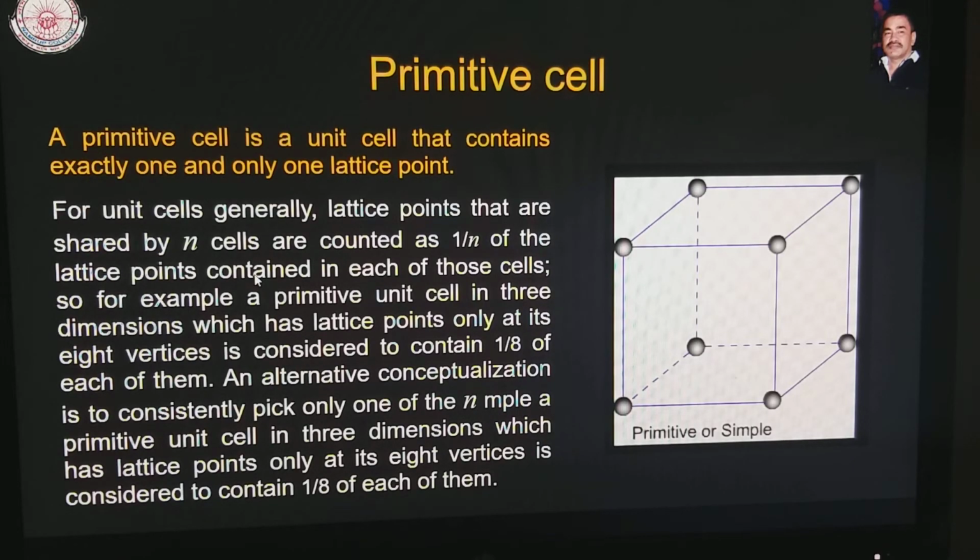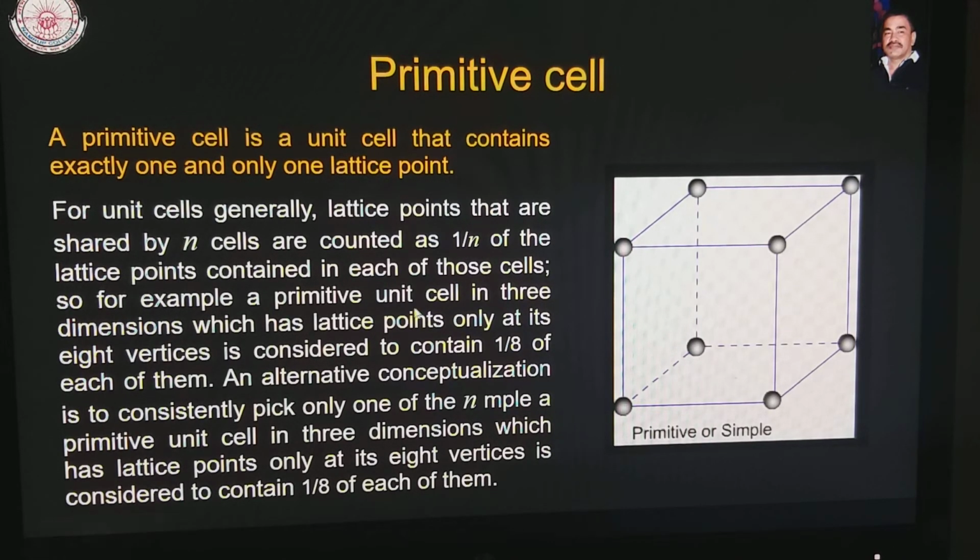Primitive cell. A primitive cell is a unit cell that contains exactly one and only one lattice point. For a unit cell, generally, lattice points that are shared by n cells are counted as 1 by n of the lattice points contained in each of these cells. So here, as I have already discussed, one lattice point is shared by 8 unit cells. That is n cells. This lattice point is shared by 8 cells. So 1 by 8.